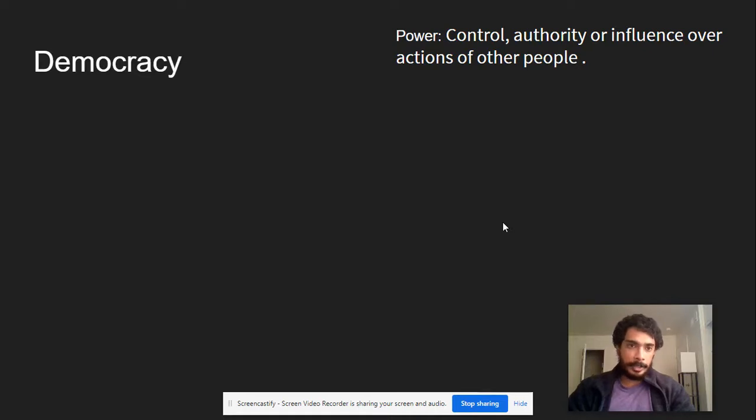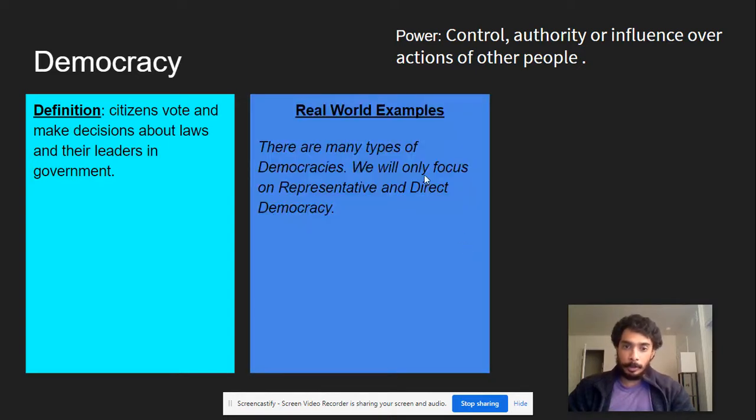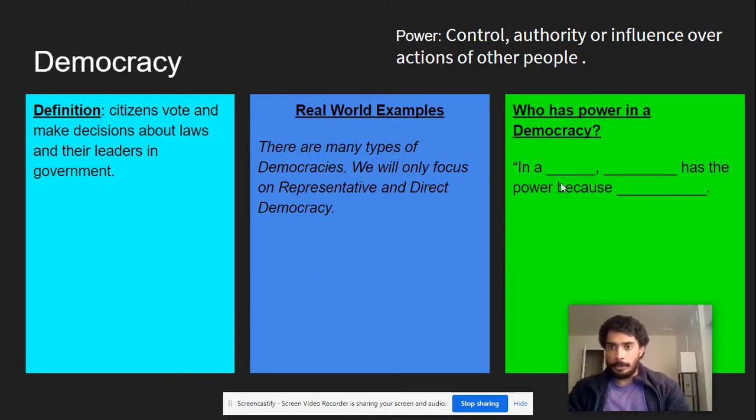The next form of government is democracy. In democracies, citizens vote and they make decisions about laws and their leaders in government. There are many types of democracies. We're going to focus on two types of democracies: direct democracy and representative democracy. I want you to think about this question: who has power in a democracy? Use this definition. Here's your sentence starter.